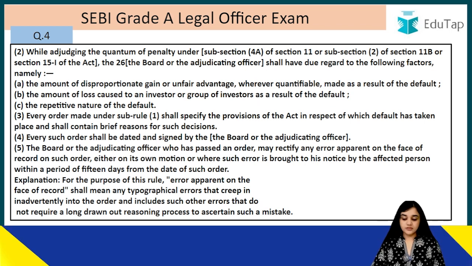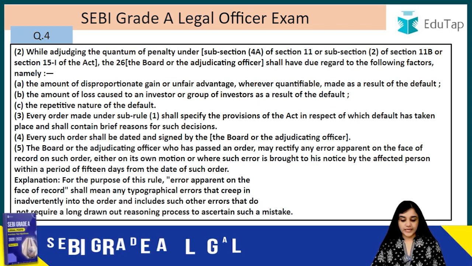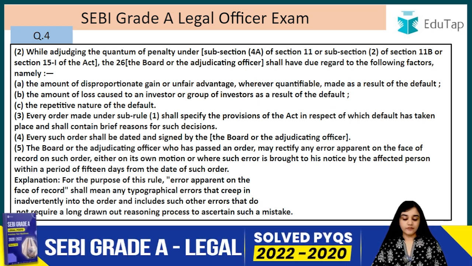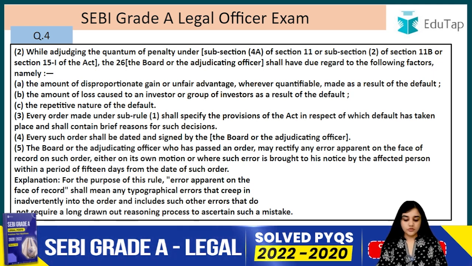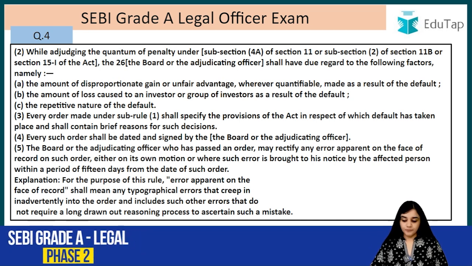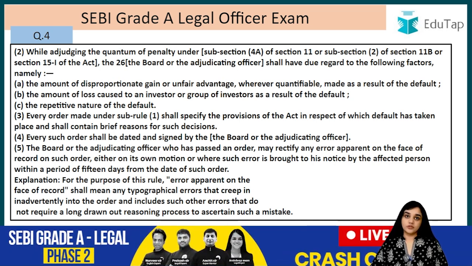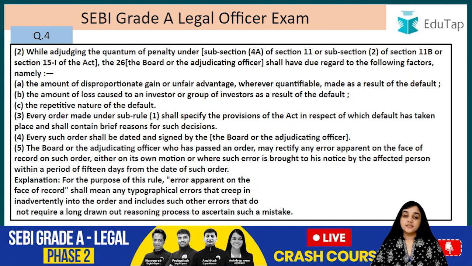So what are these factors? The amount of disproportionate gain or unfair advantage, wherever quantifiable, made as a result of that default. So wherever it is quantifiable, it is going to be considered. The amount of loss caused to an investor or group of investors as a result of that default. The repetitive nature of the default. So if the nature is repetitive, in that case it is also going to be considered while adjudicating the quantum of that default.